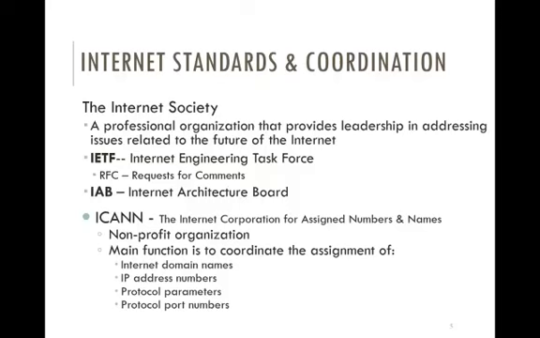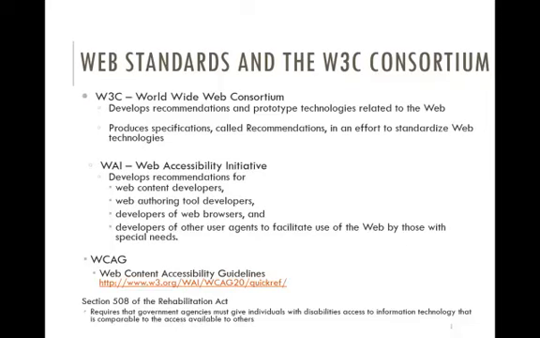We have Internet Standards and Coordination, and the Internet Society is a professional organization that provides leadership in addressing these issues. IETF stands for the Internet Engineering Task Force, and they get requests for comments, whereas the IAB is the Internet Architecture Board. Now, ICANN is the Internet Corporation for Assigned Names and Numbers, a nonprofit organization that coordinates the assignment of domain names, address numbers, protocols, and port numbers. Don't worry if you don't understand what any of this means at this time. We're going to get into that in detail soon.